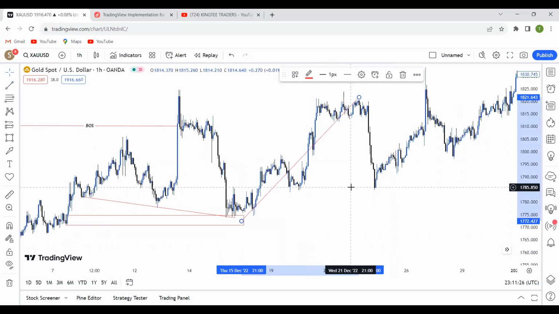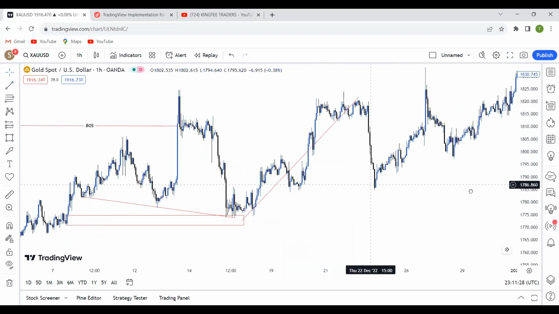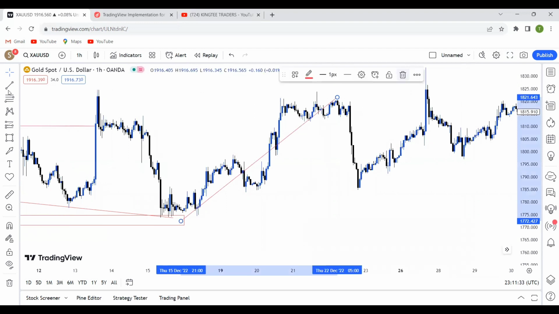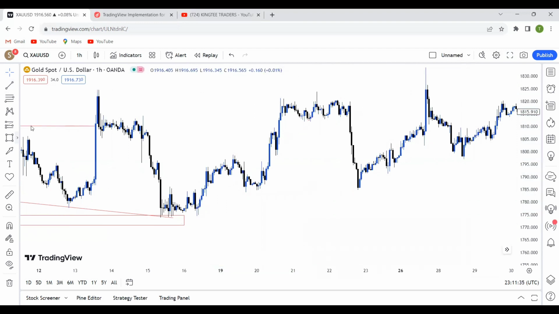after the mitigation of the 1 hour order block. You can see that the market was moving in a clear uptrend. Again, the market created nice higher lows and higher highs. This was our higher low, higher high, higher low, higher high. Obviously, if you are having this kind of structure, we can come up with a setup.